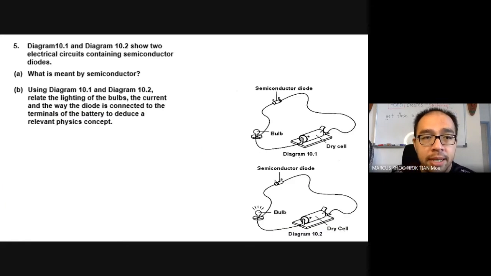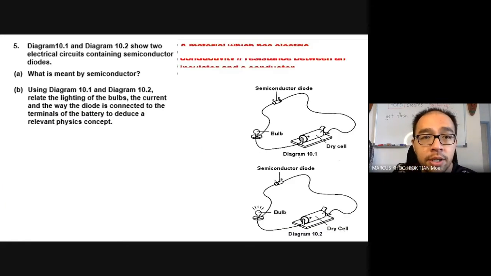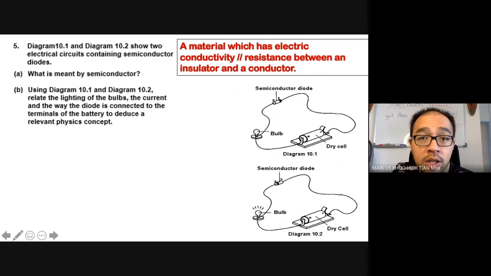So what is meant by a semiconductor? This is a very standard one. A semiconductor is a material which has a conductivity or resistance between an insulator and a conductor.